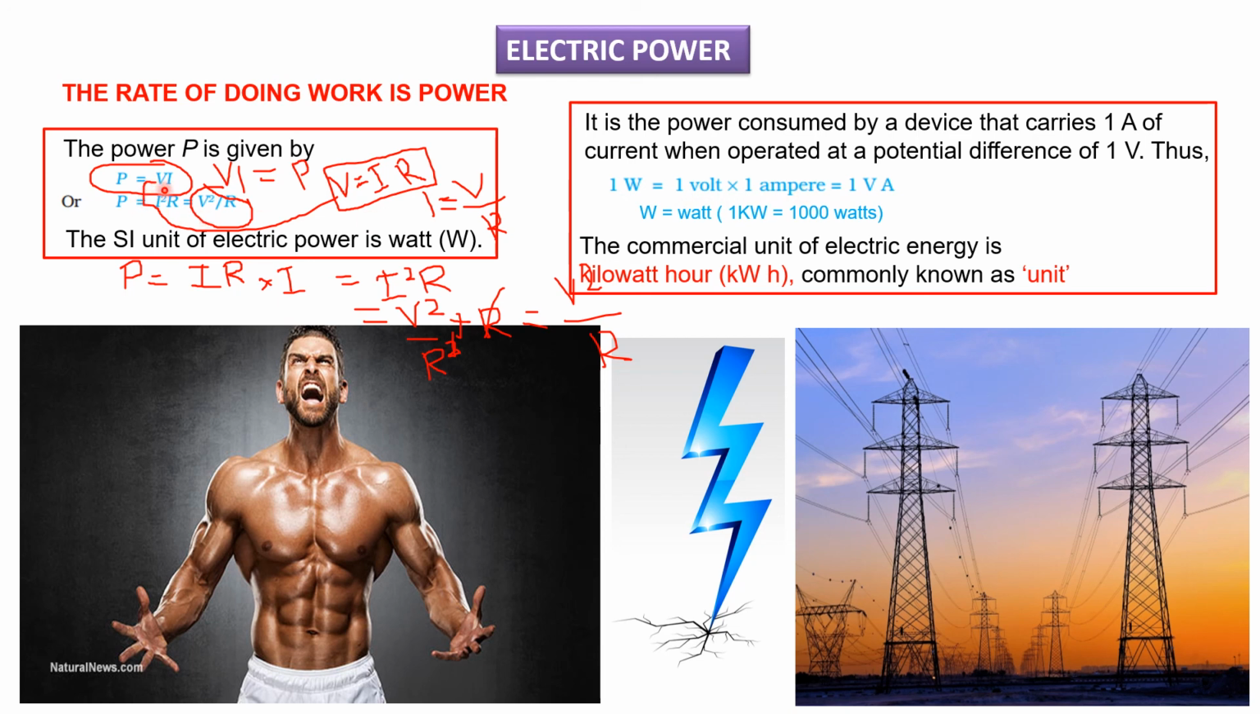See, P is equal to VI, right? So V is volt, I is ampere. That is 1 volt into 1 ampere. That's 1 VA. You can write in short form: W is equal to V into A. So you know W is watt. So 1 kilowatt means 1000 watt. Kilo means 1000.